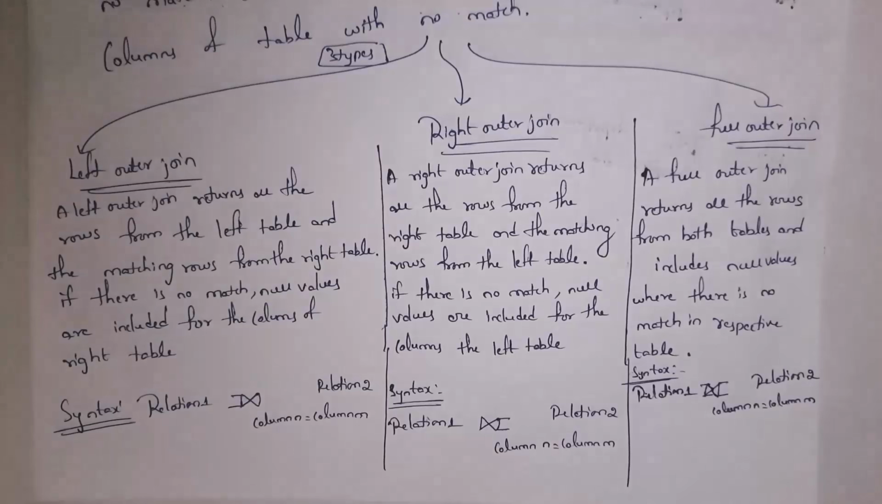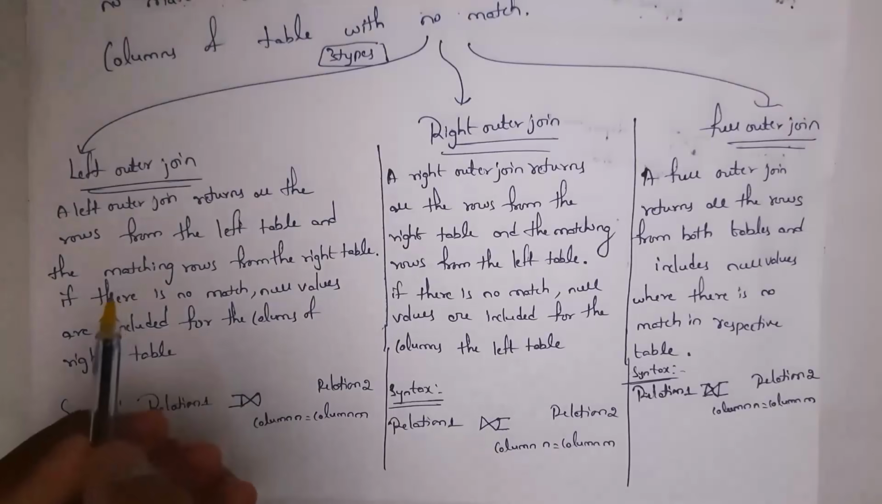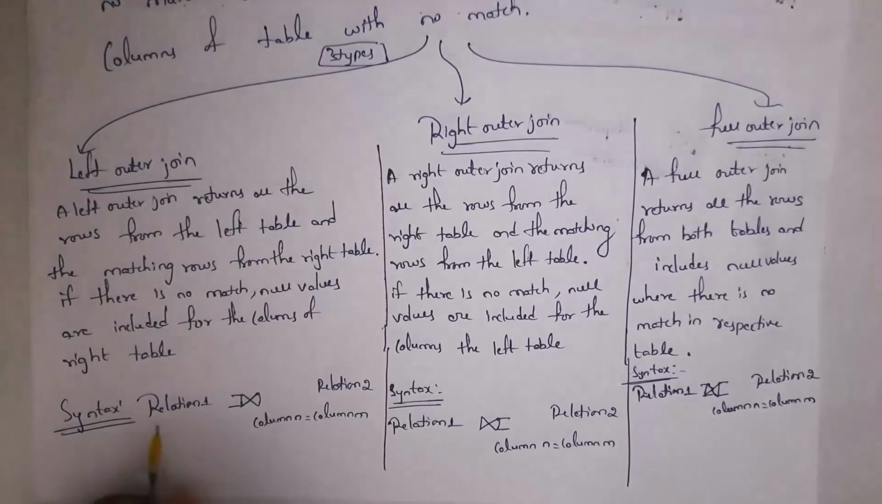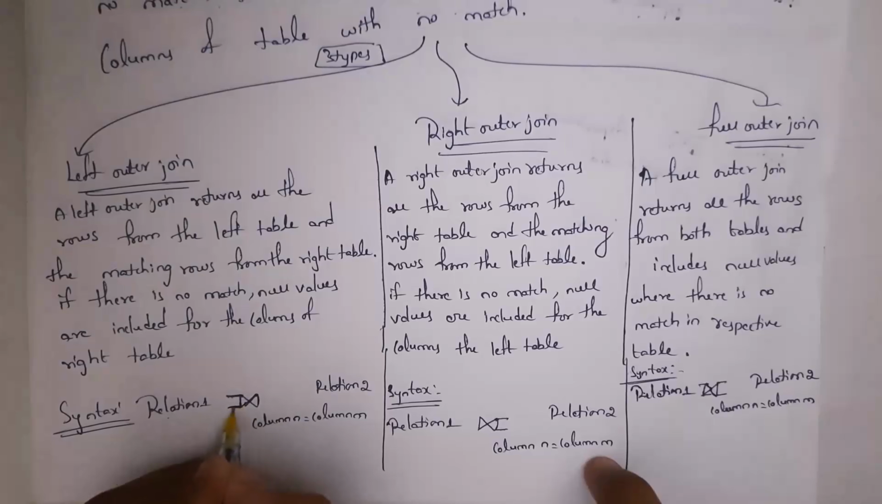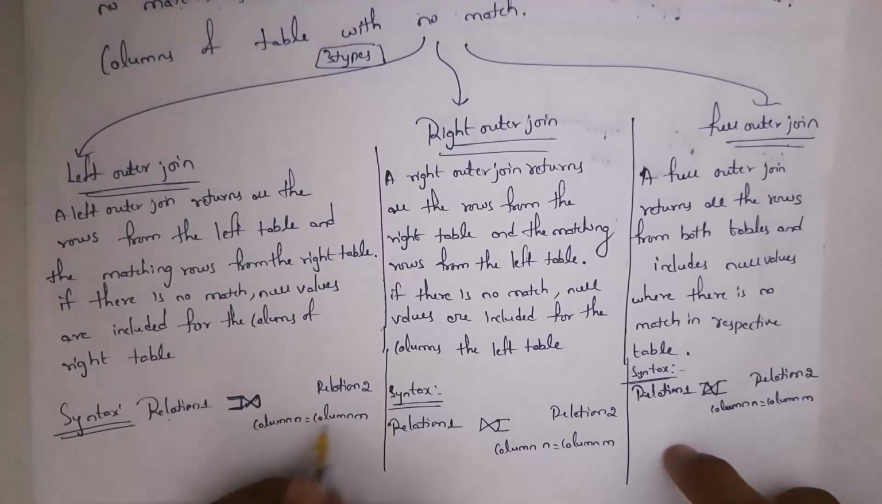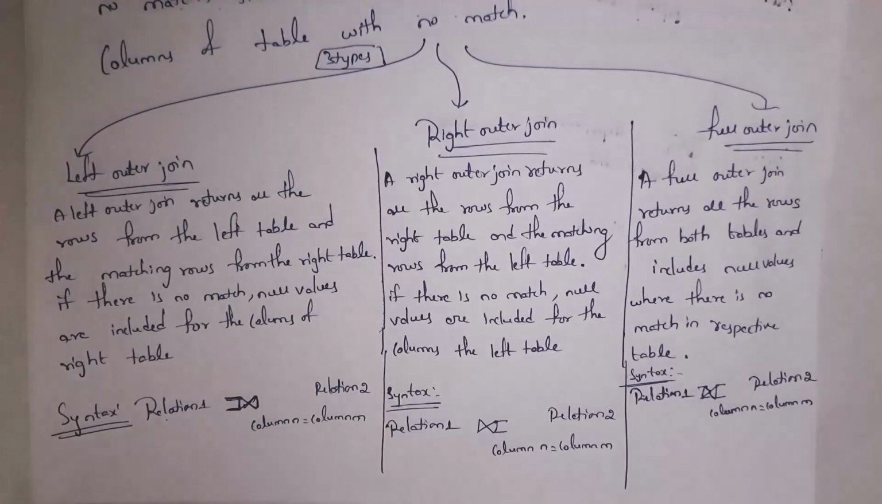A left outer join returns all the rows from the left table and the matching rows from the right table. If there is no match, null values are included for the right table. This is the syntax, relation 1. This is the symbol for left join. For join you need to write like this. So relation 1 left join relation 2. Here you need to give a condition. I will give an example.